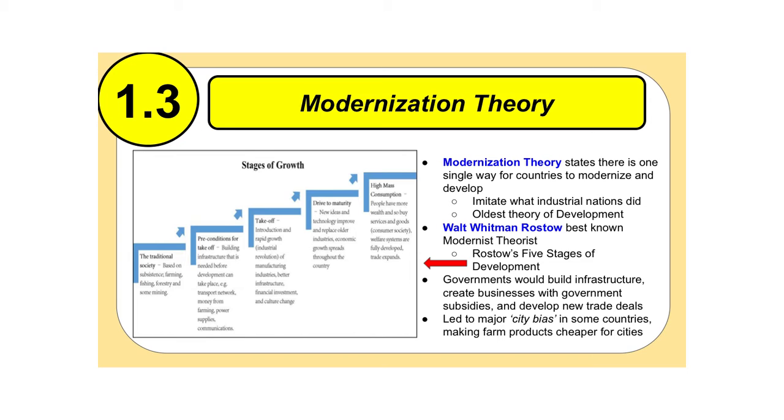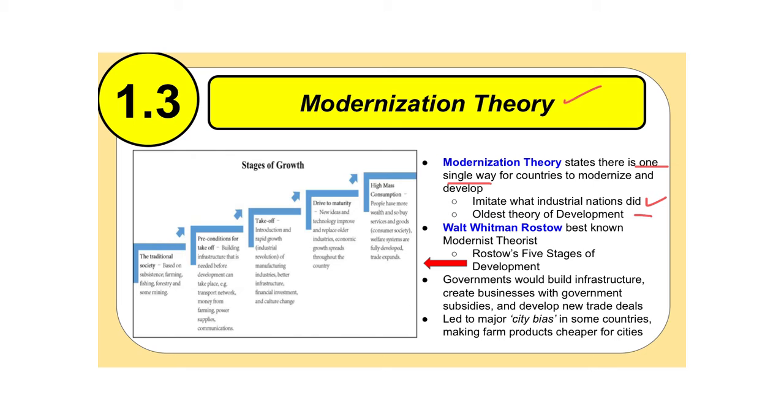So our first development theory that we're going to talk about today is the modernization theory. Modernization theory states that there is only one single way for countries to modernize and to develop, and that is to imitate what old industrialized nations did. You have to replicate what the United States, Britain, and Germany did through the Industrial Revolution. That's what modernization theory is. It is the oldest theory of development, and it is one that is most traditional in geopolitical theoretical discussions.